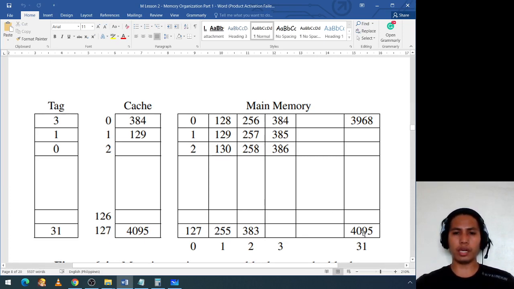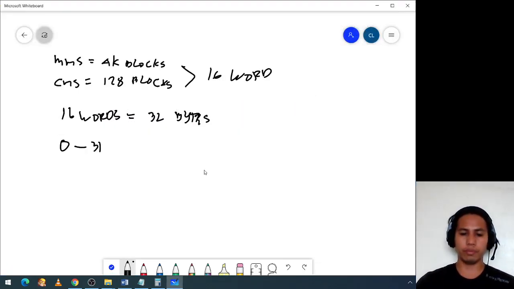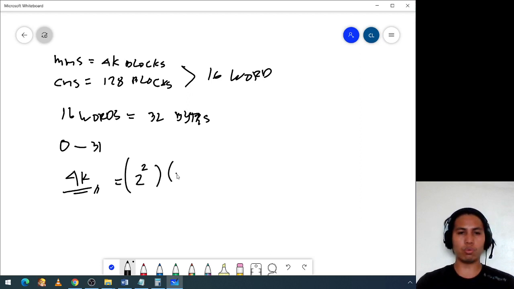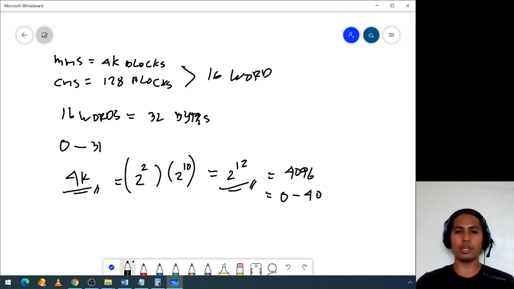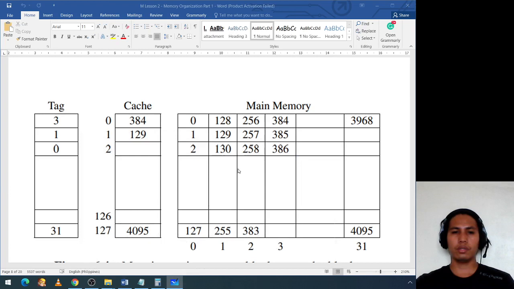Sir, paano po naging 4095? 4K, we are talking about 4K. Take note guys that we are talking about powers of 2. So 4K, that is actually equivalent to 2 raised to 2 multiplied by K, which is 2 raised to 10. So that is actually 2 raised to 12. And 2 raised to 12 is equivalent to 4096. So if we are to index that one, that is 0 to 4095. So we have this one.